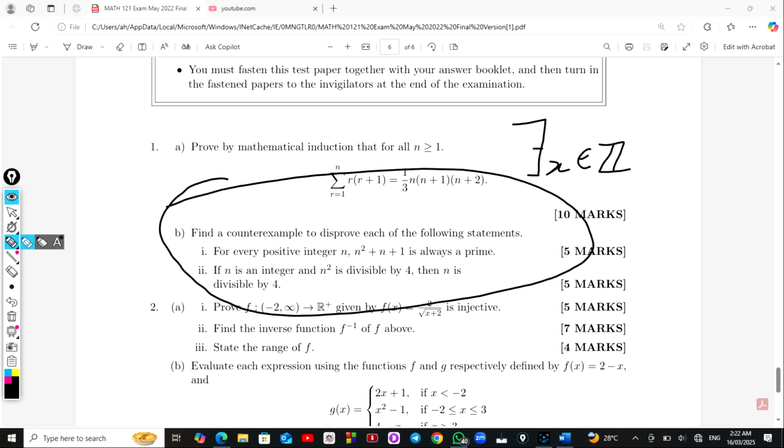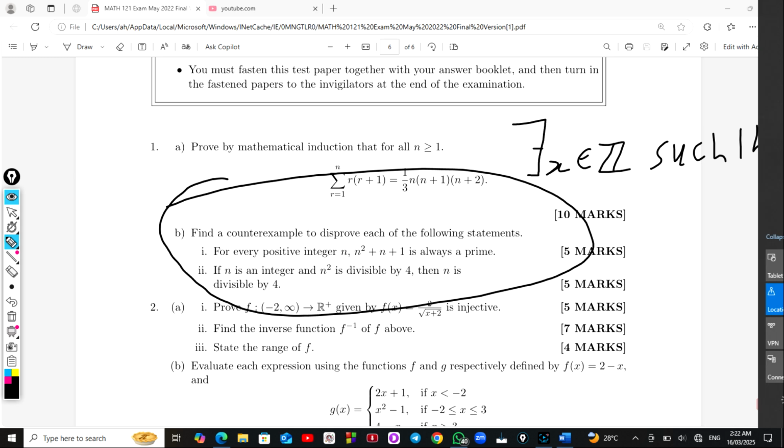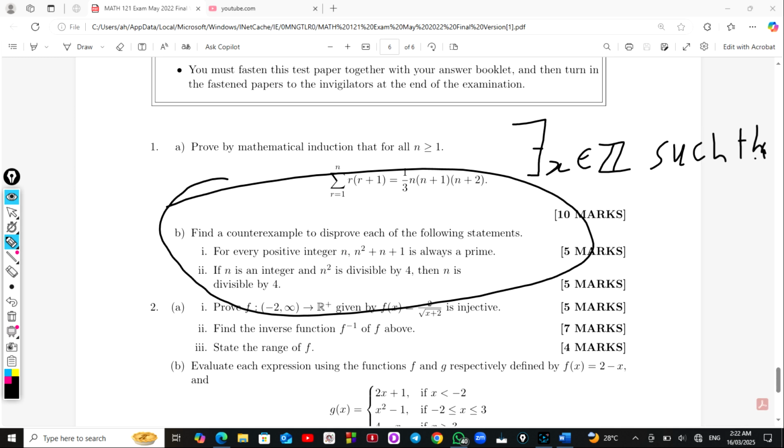There exists an integer x such that x squared plus x plus 1 is not a prime. So this is what we are basically going to show with counterexamples.